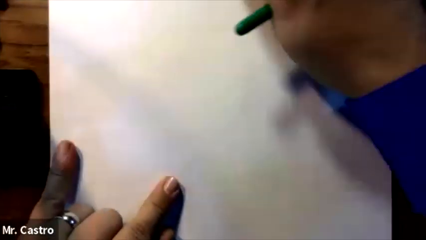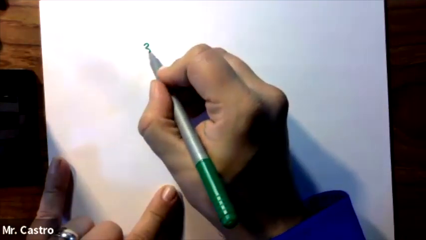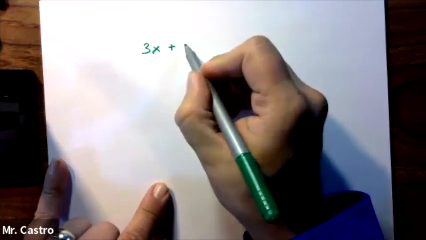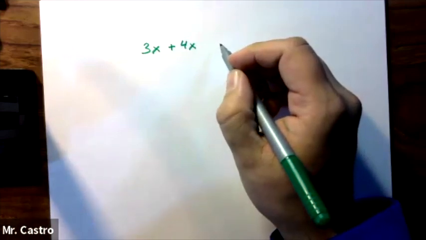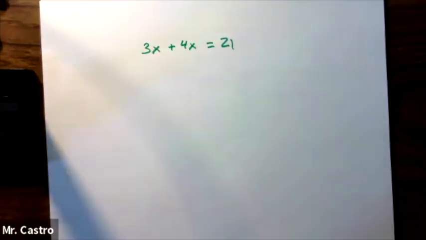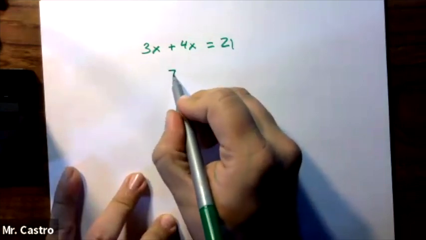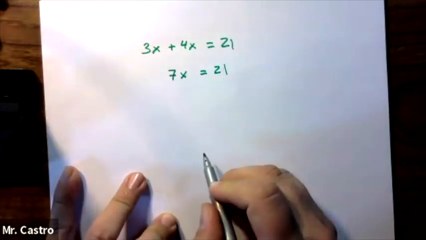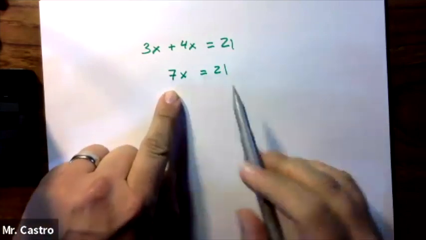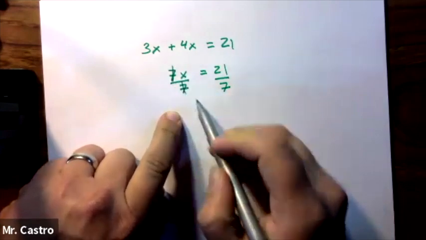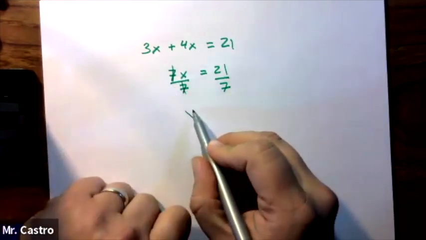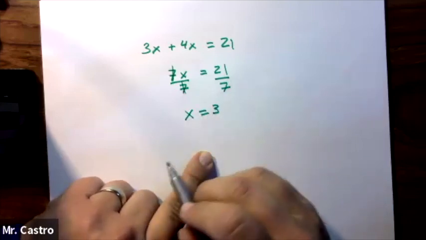All right, so terms and factors. Let me give you a practice problem like this. Let me find a good one for you. All right, let's do 3 times x plus 4 times x equals 21. Here I can combine the 3x and the 4x. That gives me 7x is equal to 21. Here I can divide both sides by 7. 7 over 7 is 1. 1 times x is x. 21 divided by 7 is 3.